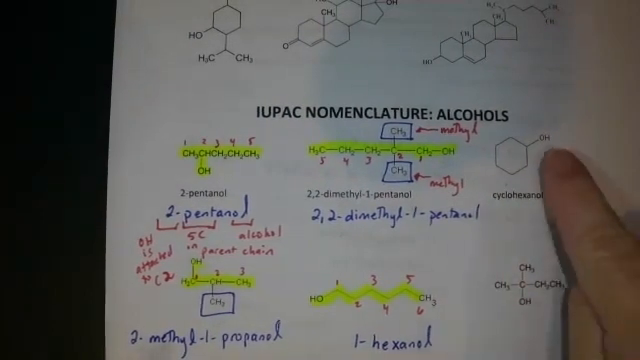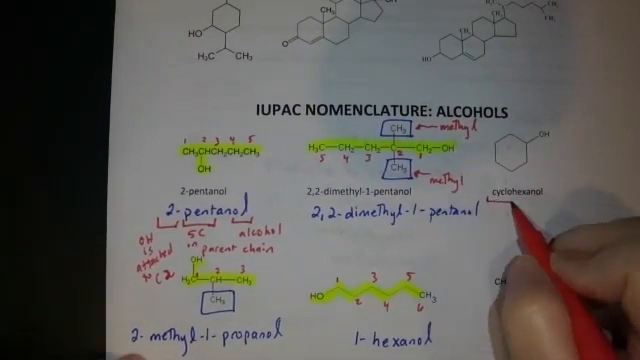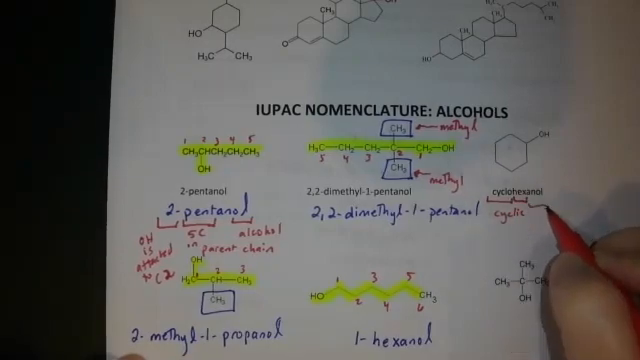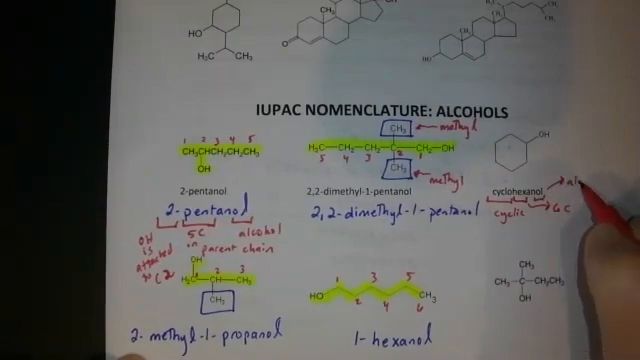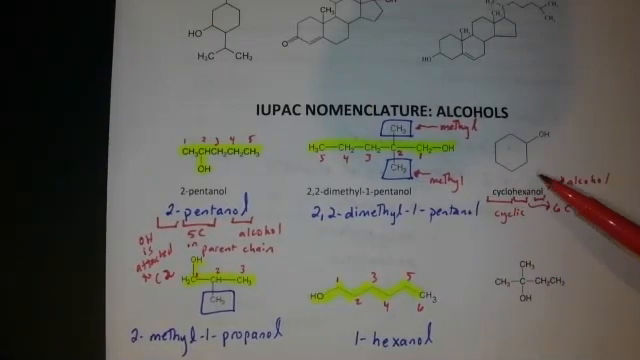I guess I might as well do these last couple. This is cyclo because it is a cyclic compound. It's a hex because there are 6 carbons, and the OL tells us it's alcohol. So this is cyclohexanol. You won't be naming cyclic compounds that have 2 different things attached. If an alcohol is attached, you won't name it if there is another group attached. So this is cyclohexanol.